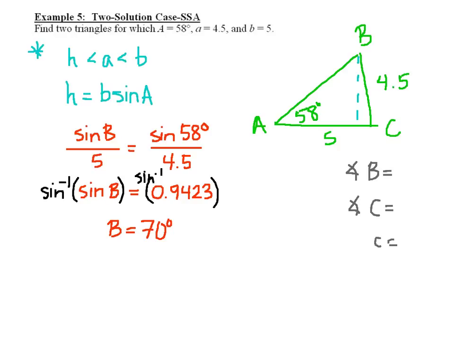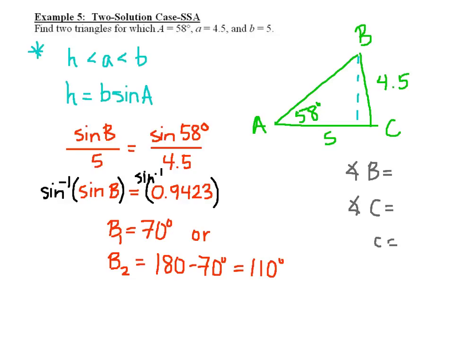So what you have to know is that this is going to be one of your options, and your second option is going to end up being that B, your second possible angle, is going to end up being whatever 180 minus 70 degrees is, which is going to be 110.